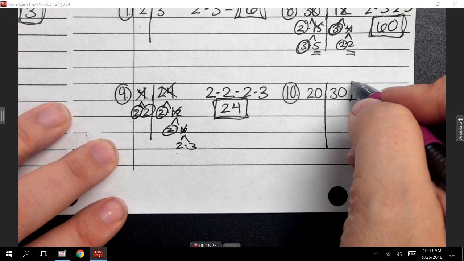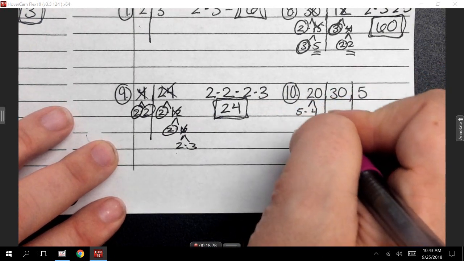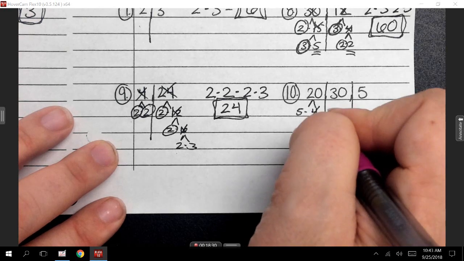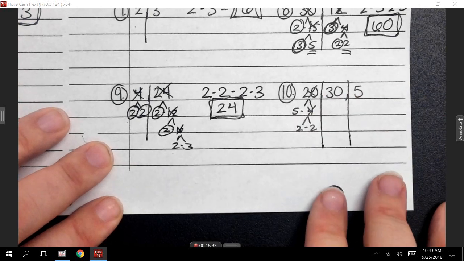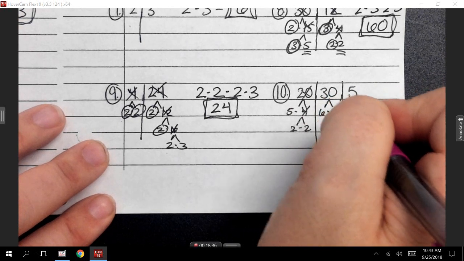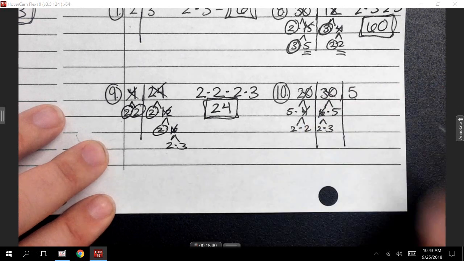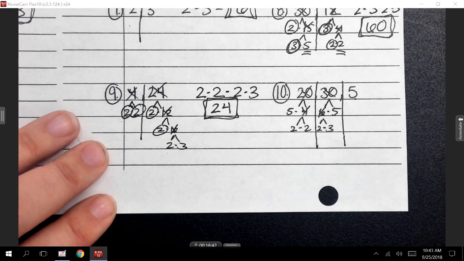All right, number 10. This is the one that I wanted to talk about. Let's split it up. 20 is 5 times 4. 4 is 2 times 2. Can y'all see where I'm working that? Okay. 30, we can do 6 times 5. And then 6 is 2 times 3. And then 5, can I split that? All right.